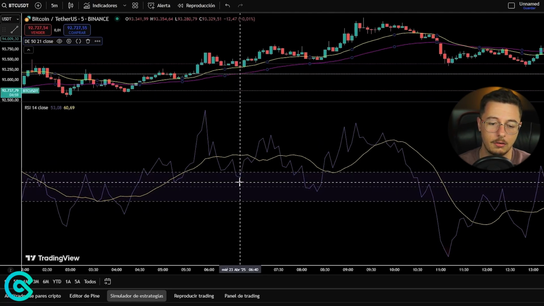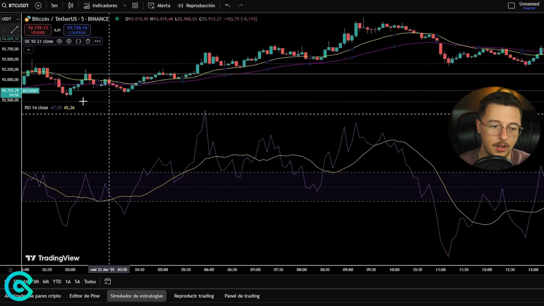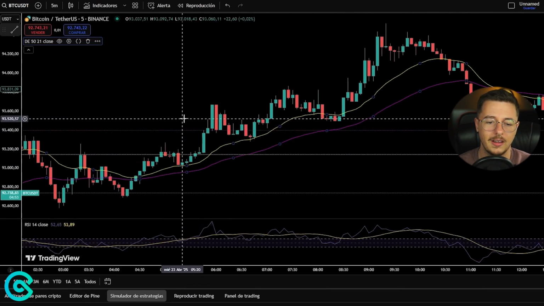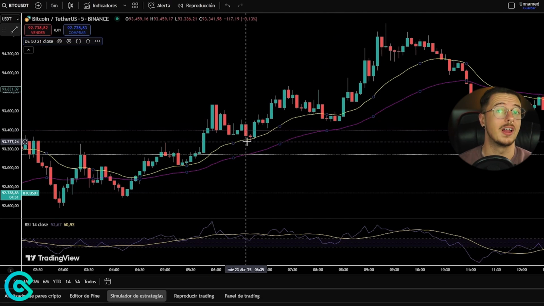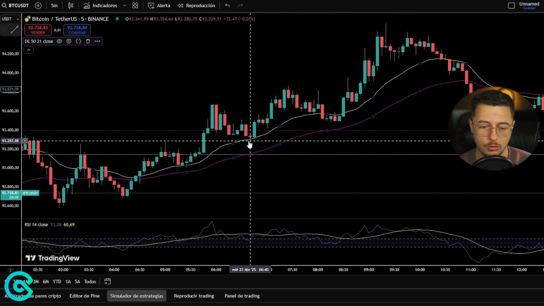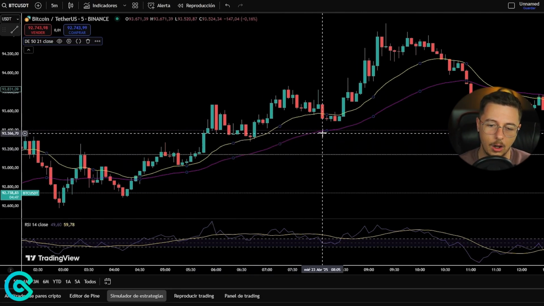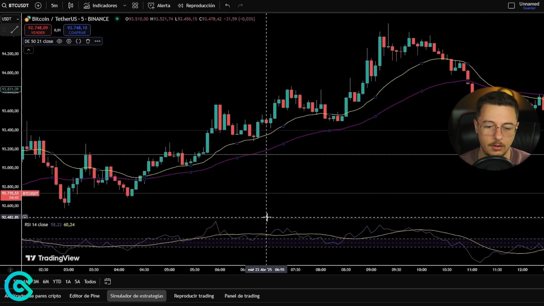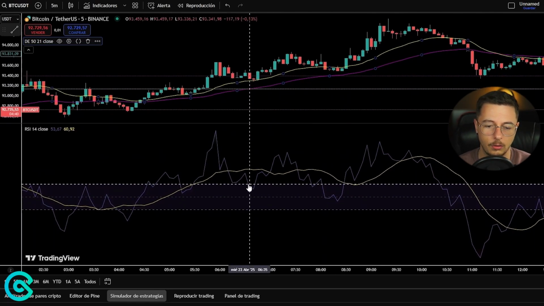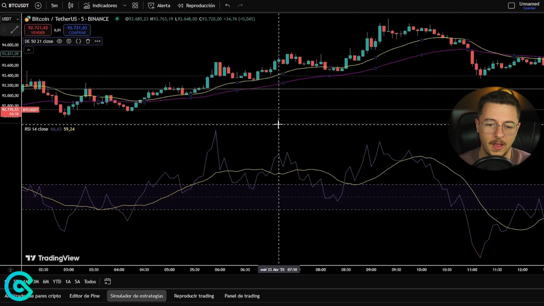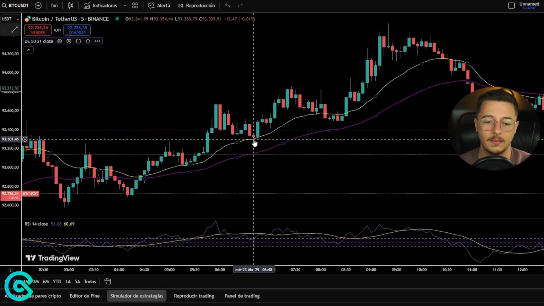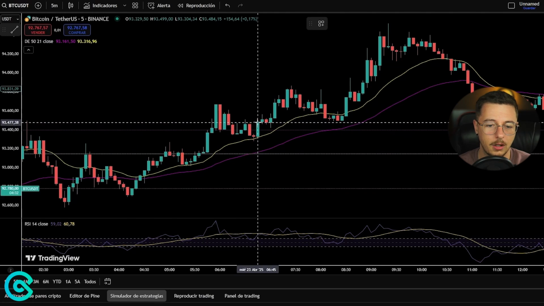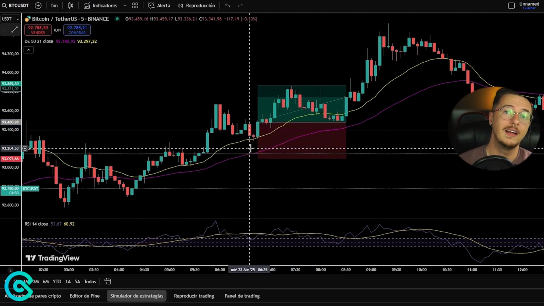In this case, the RSI pops out again of this level, and at the same time, if the price has come near the level of the 21, it doesn't have to touch it, but it needs to go quite close, and it hasn't gone below the 50 level, then we can enter a long position. So in this case, as we saw here, the RSI dropped below the 55 level, popped back up, and the price came near the 21 moving average level. So we'll be entering the market on this candle here.